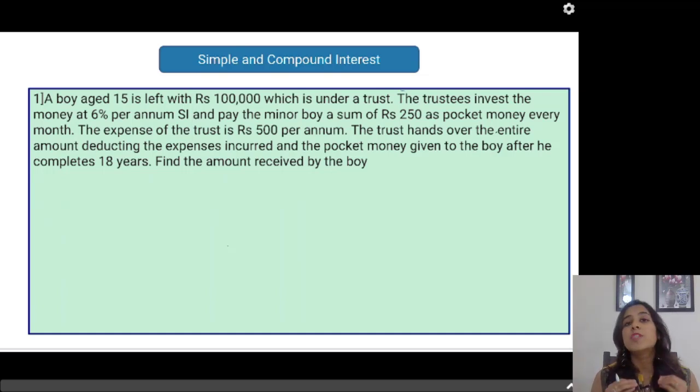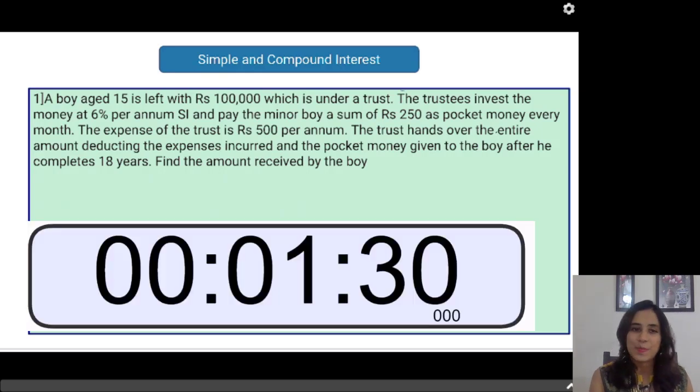Guys, this is a problem which you need to solve in 90 seconds. Ideally, you should be able to solve these kinds of problems in 1.5 minutes. So I'm going to place a timer here of 1.5 minutes so that you can race against time and see if you can solve this problem within the given time duration or not, and in which direction your preparation is going. So let's get started.